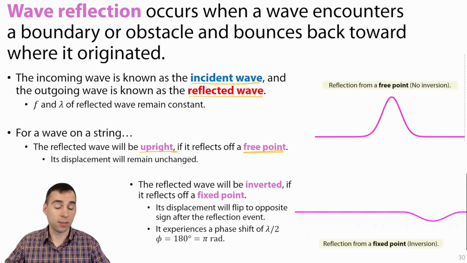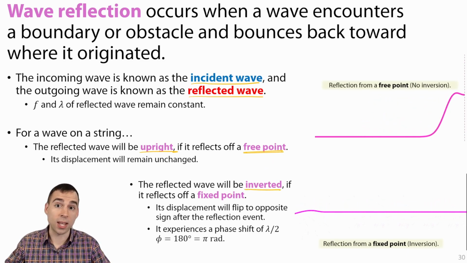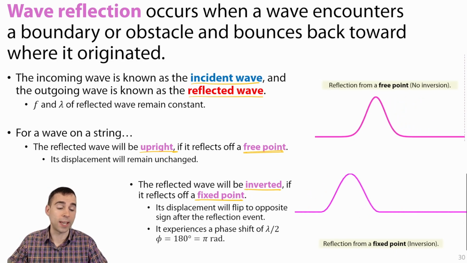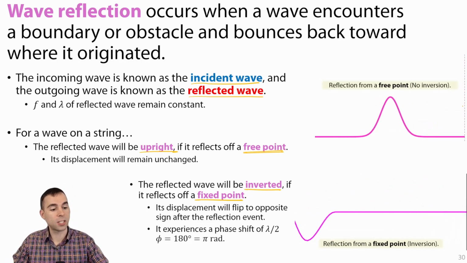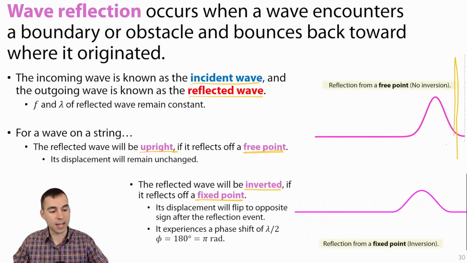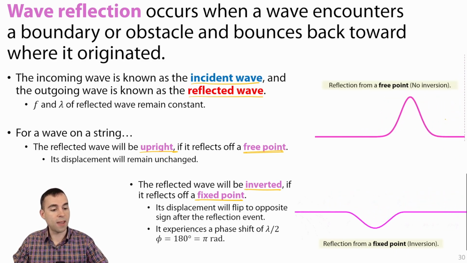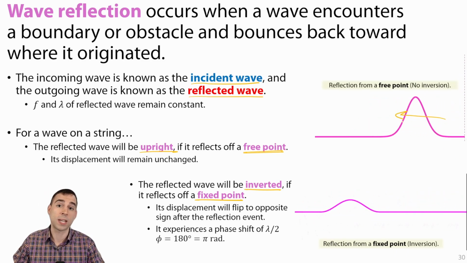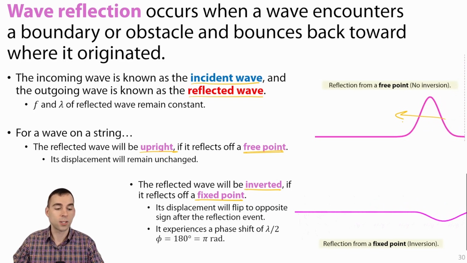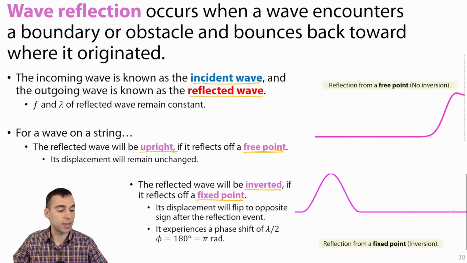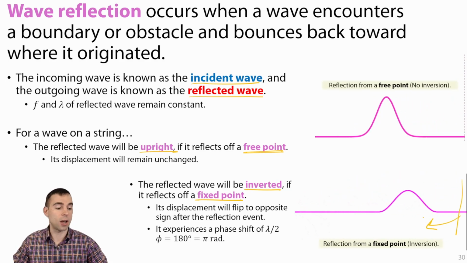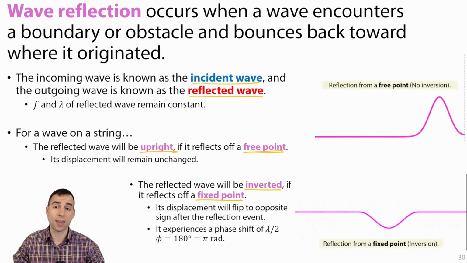On the other hand, the reflected wave will be inverted if it reflects off of a fixed point like you see here. So if the medium is free to displace over here on the right side of this, then the wave will be reflected backward with a displacement that is the same sign as which the incident wave had. On the other hand, if the wave is reflected off of a fixed point like you see here, its displacement gets inverted upon reflection and sent back the other way.